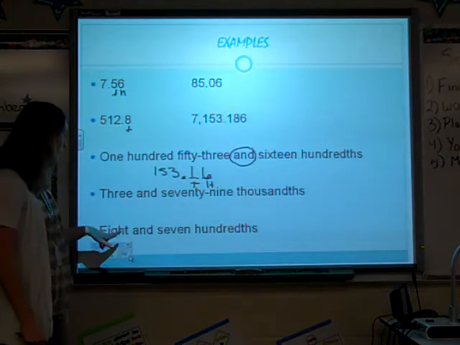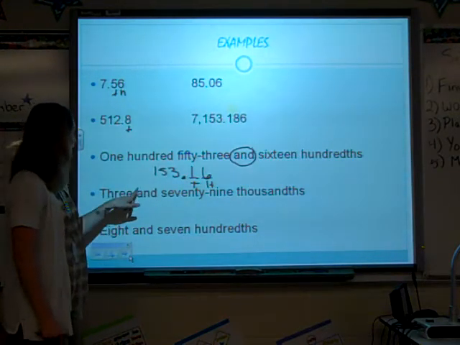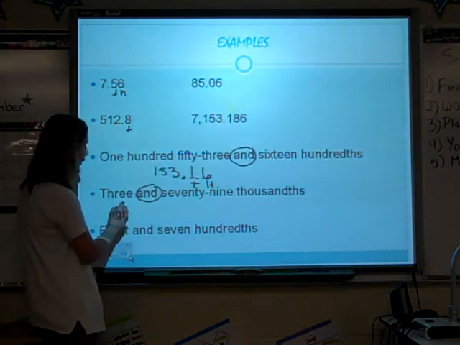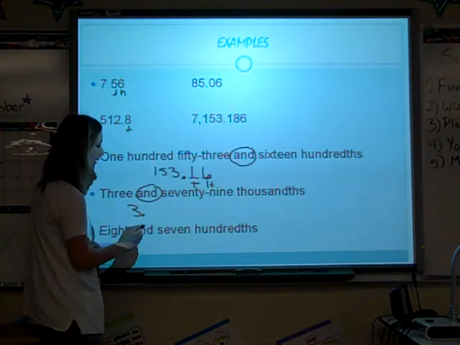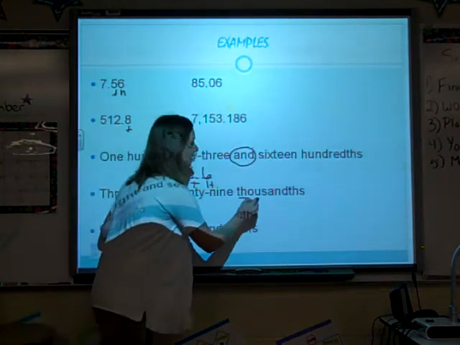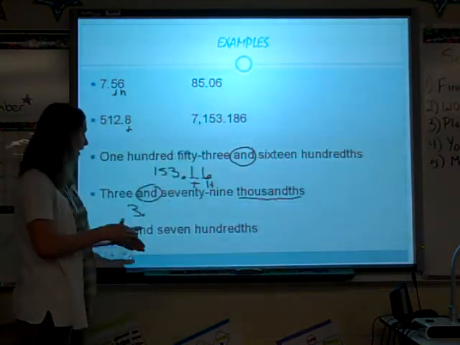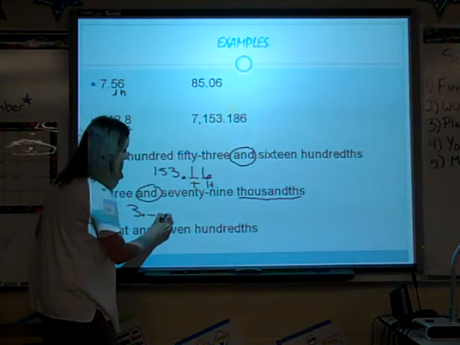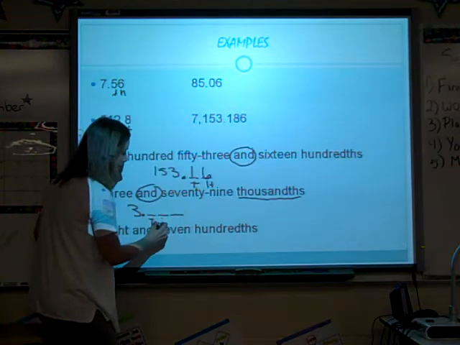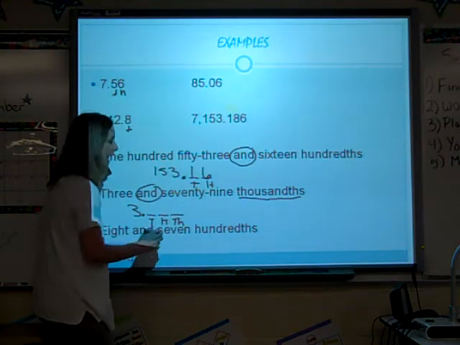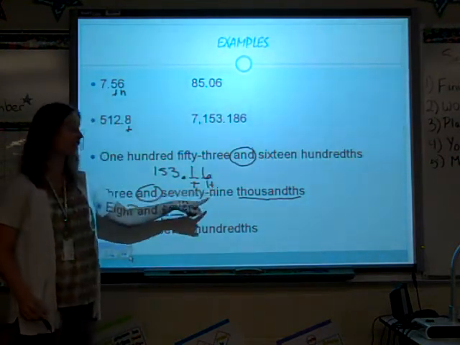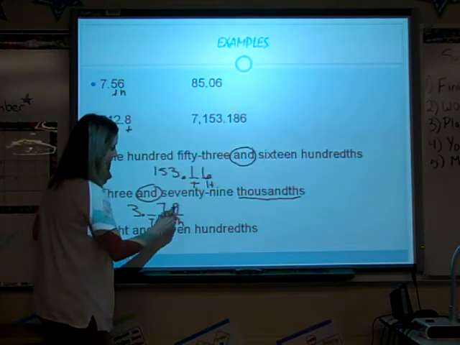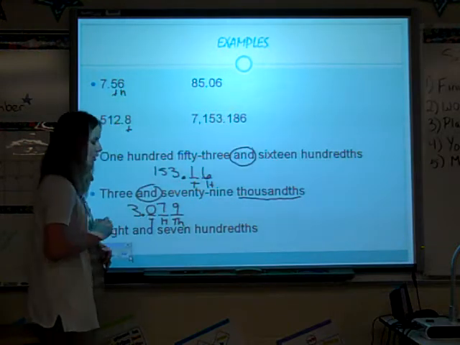Be careful when you get to numbers like this one. This says 3 and 79 thousandths. So we know the whole number is 3, and then we have the decimal point. 79 thousandths. To get to the thousandths place, we'd have to take it to the right of the decimal point. We've got tenths, hundredths, thousandths, and I'm going to label them. And I need to make sure that the number 79 ends in the thousandths place. So I'm going to write that here, and I have to hold the tenths place with a 0.